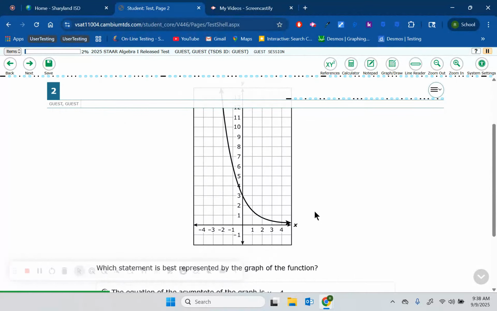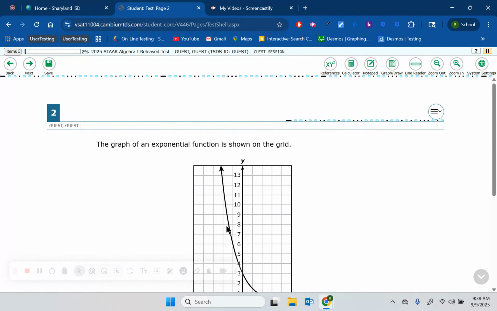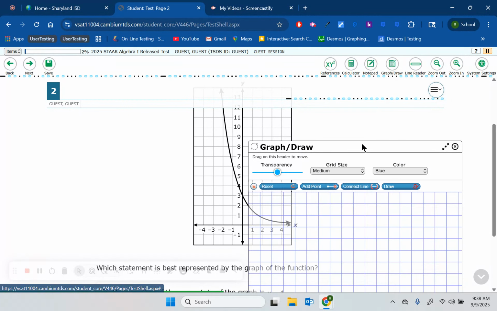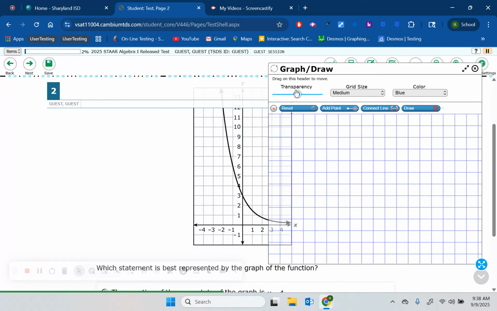All right, now we're looking at problem number 2. If you can't tell already, just by, I'm not even reading, this is an exponential function. And from left to right, this guy is going down, which means it's exponential decay. So if you're watching this video, keep that in mind.